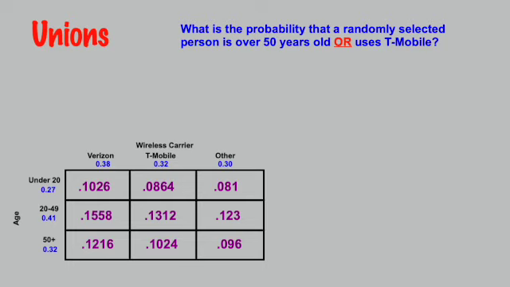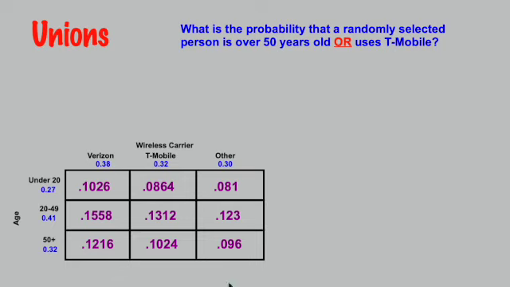So what about unions? What's the difference between a union and an intersection? This question is almost identical to the first one in the intersection questions. The only difference is it's a randomly selected person who's over 50 or uses T-Mobile. So it doesn't say and, it says or.